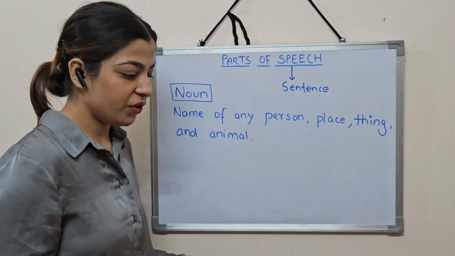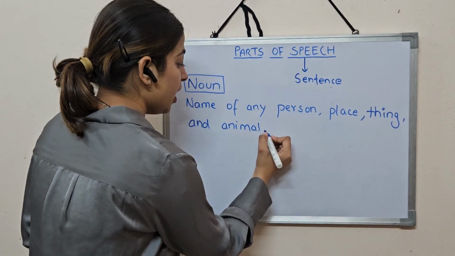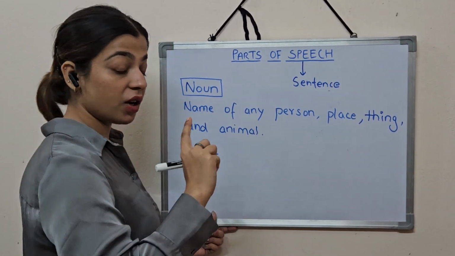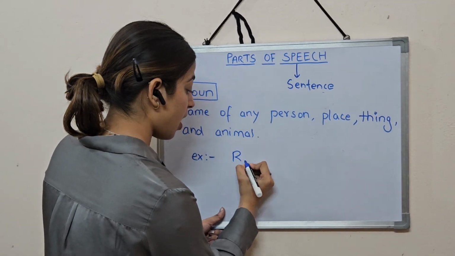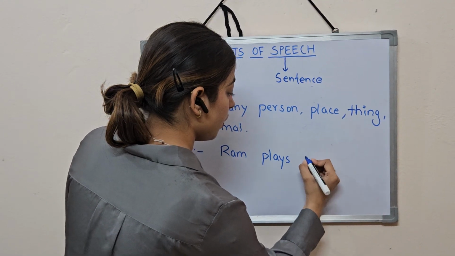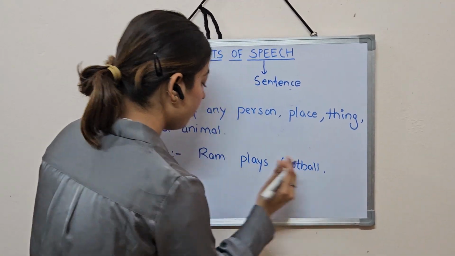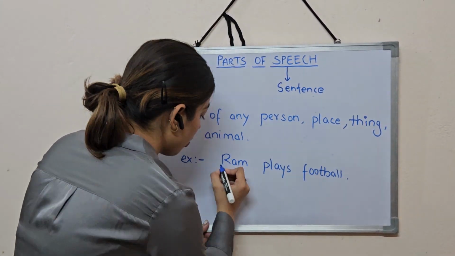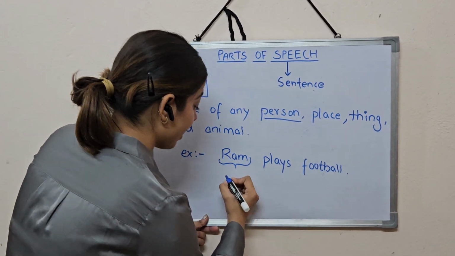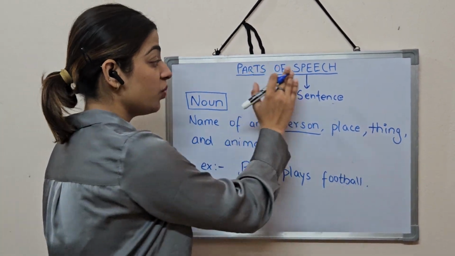For example, my favorite animal is a dog. So dog is a noun. Now, if I write the sentence which we wrote at the start, what was that sentence? That sentence was Ram plays football. So Ram is the name of a person, right? So Ram is a noun. This is our first part of speech. So what was speech?